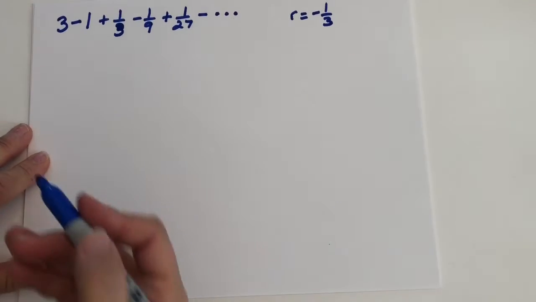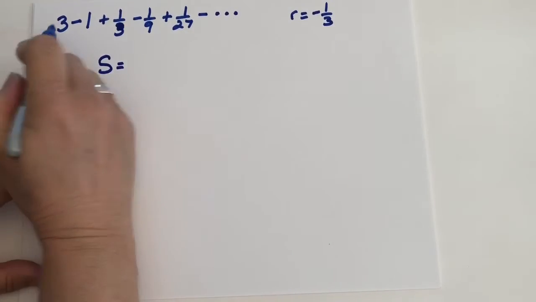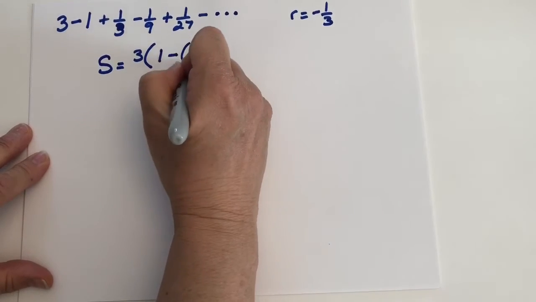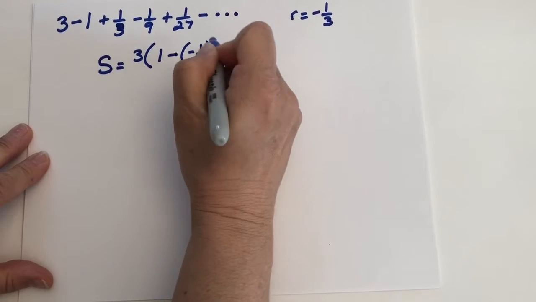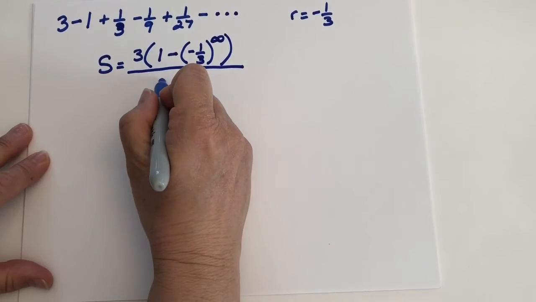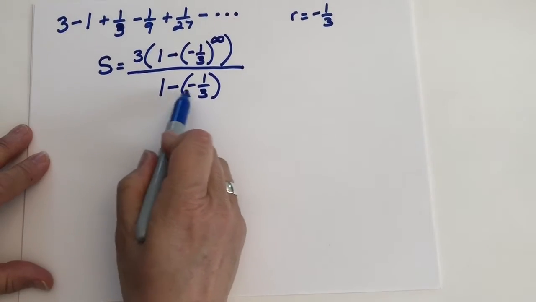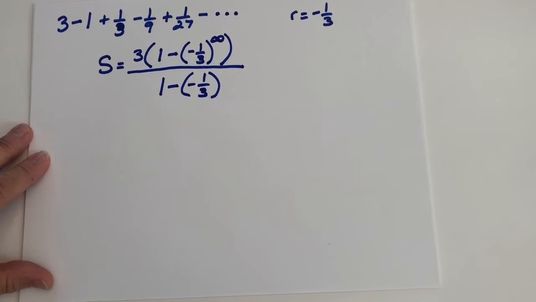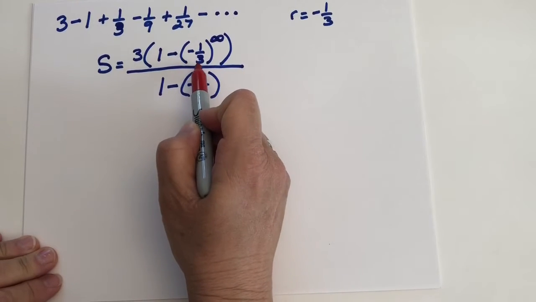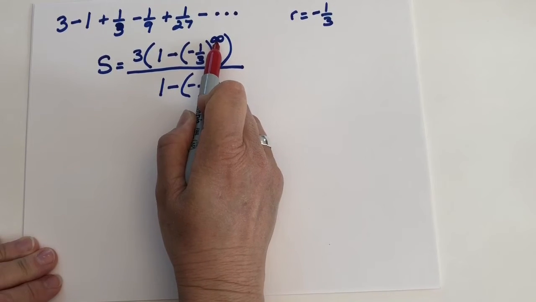So if we use that same formula that we did before, the sum would equal the first term, which is 3, times 1 minus, and again we have this ratio raised to an infinity power, divided by 1 minus negative 1/3. Always take care when you have that negative ratio and you're careful with that subtraction. But just as in our previous case, we have a fraction that is between negative 1 and 1 that's being raised to a larger and larger and larger power.